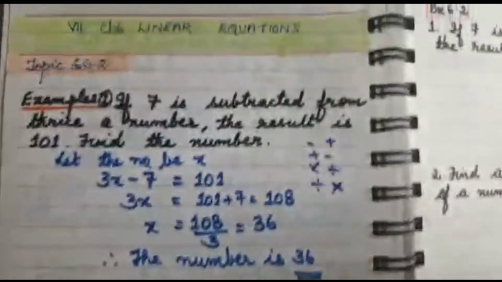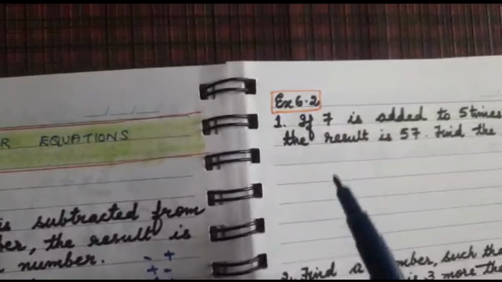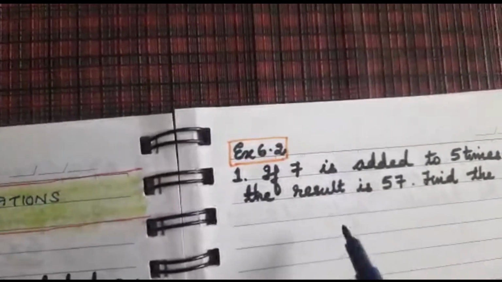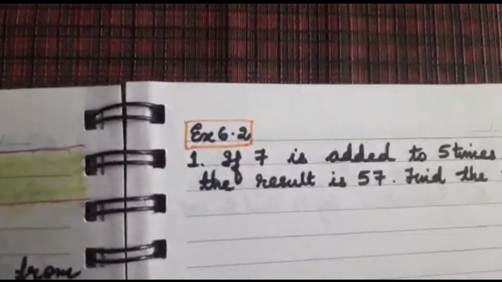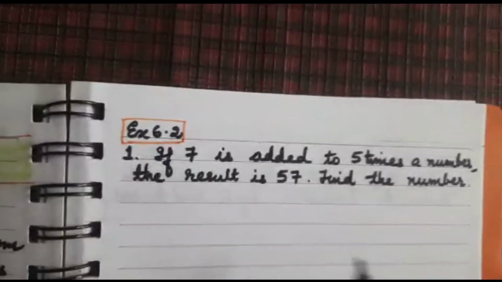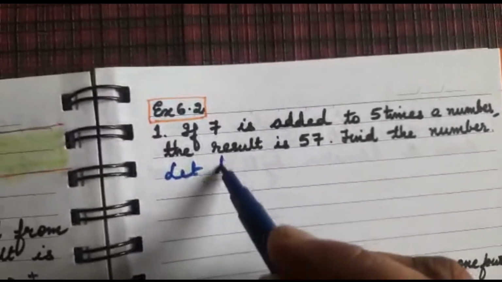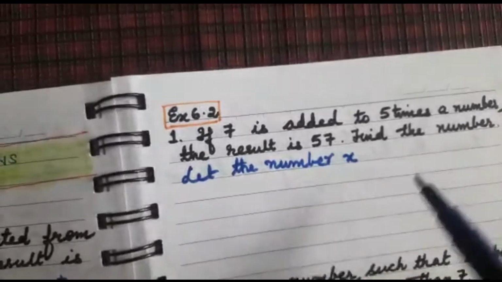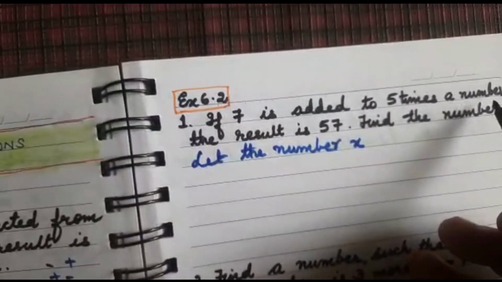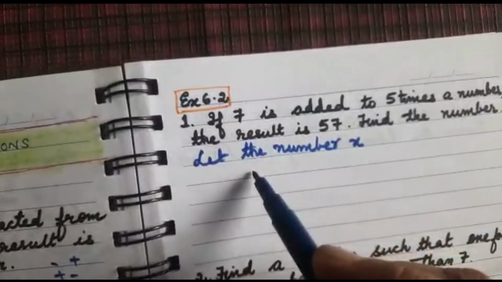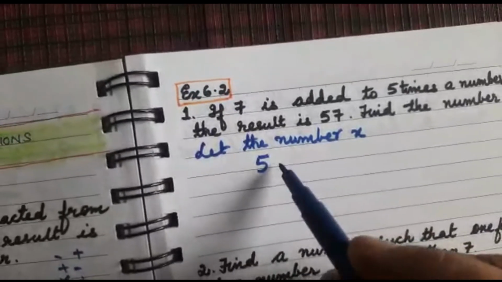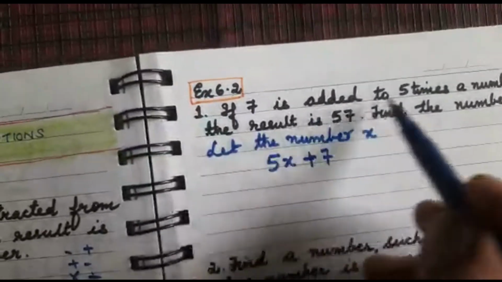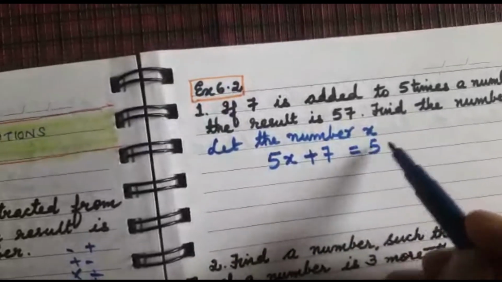Okay. Now we are going for exercise 6.2, the first question. If 7 is added to 5 times a number, the result is 57. Find the number. So what will you do? Let the number be x. What is unknown is considered as the variable x. 7 is added to 5 times a number. Times means multiplication. So 5x plus 7, because 7 is added to it, that is given as 57.